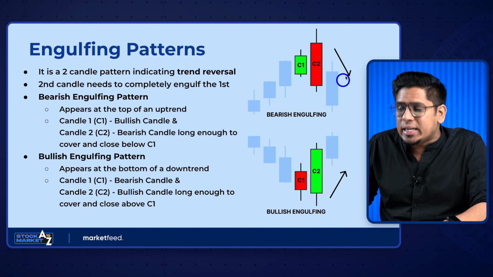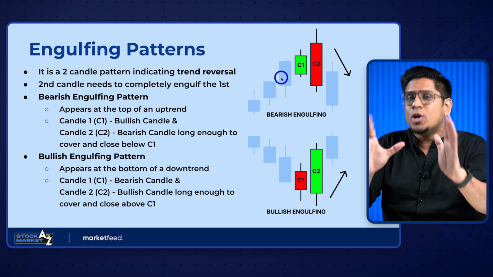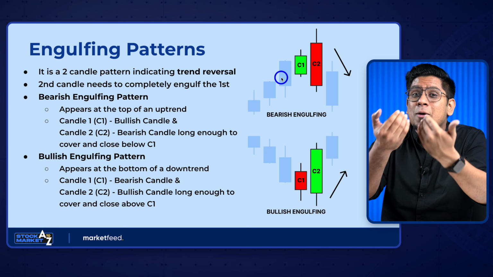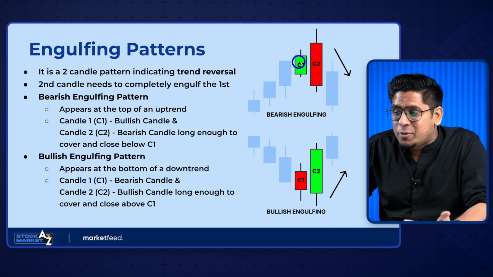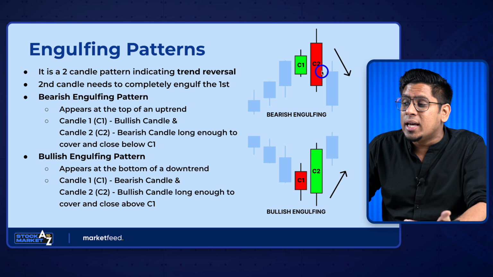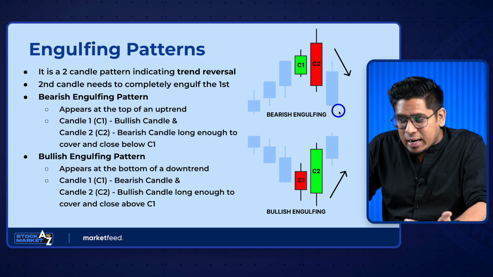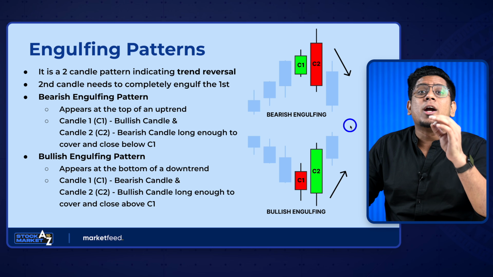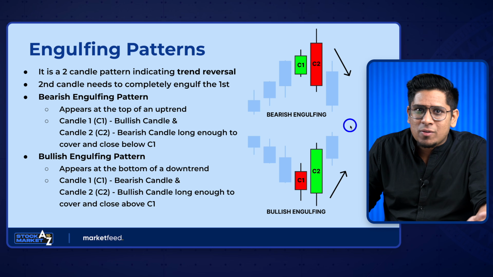It is a two candle pattern indicating trend reversal. So when a bearish engulfing happens, you can easily predict, or there is a high probability setup, that this uptrend has come to an end. There has been a bearish engulfing pattern here. Probably from here there will be a trend reversal. The instrument can start moving down. Very simple.